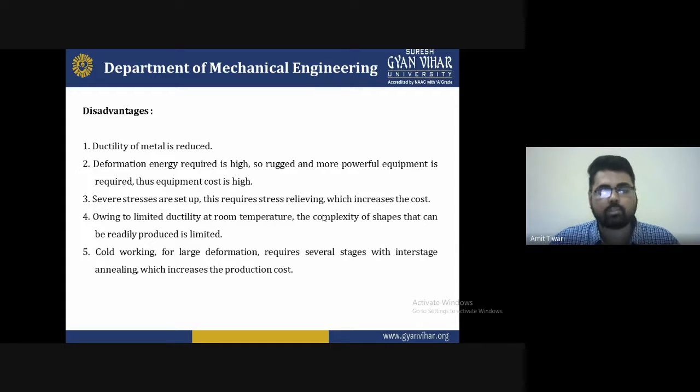So these are some points to be considered as disadvantages when you are working with cold working. We have a lot of advantages, but we also face some disadvantages due to this type of problem. Fifth, cold working for large deformation requires several stretches with inter-stretch annealing, which increases the production cost.